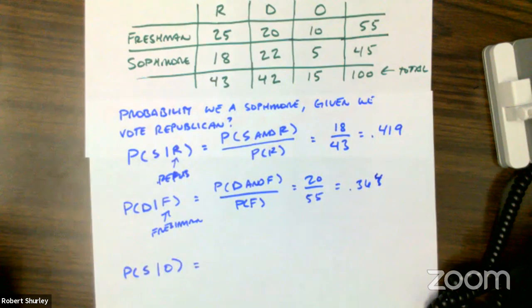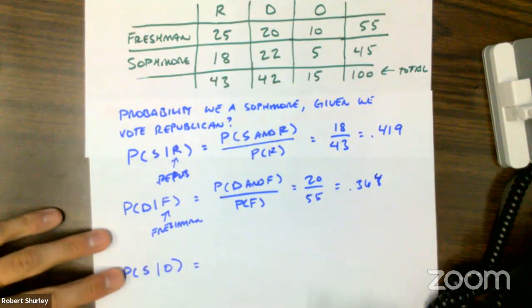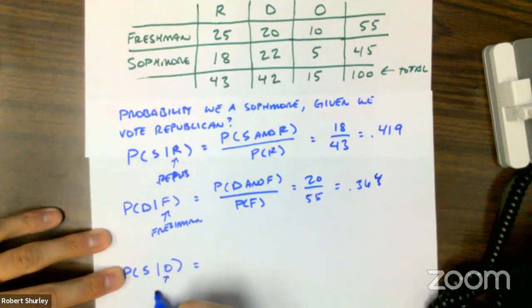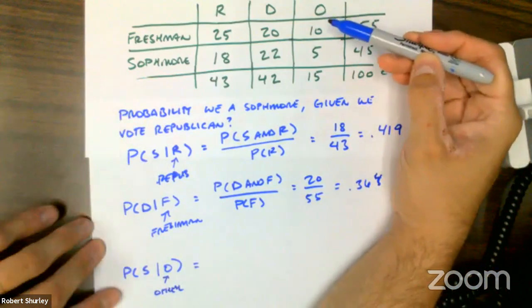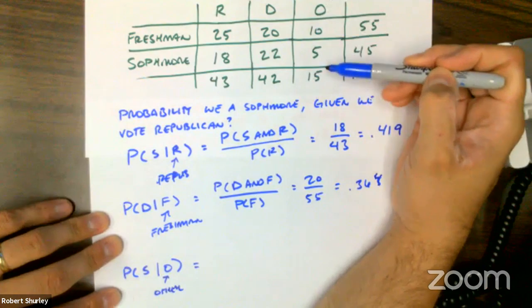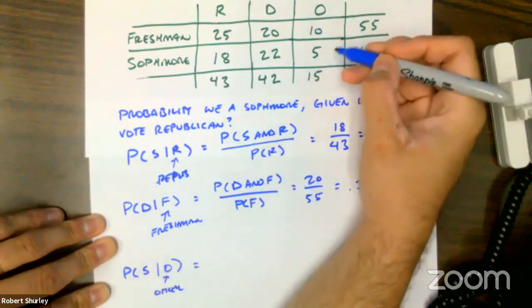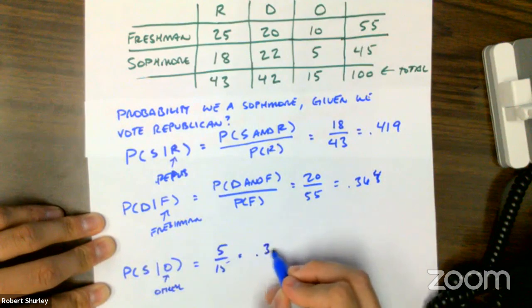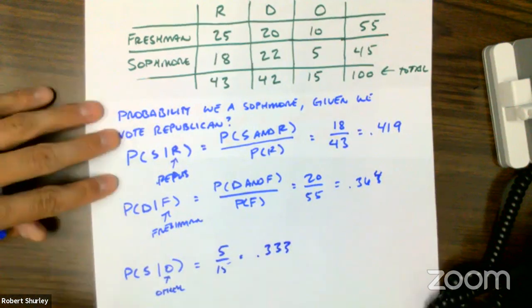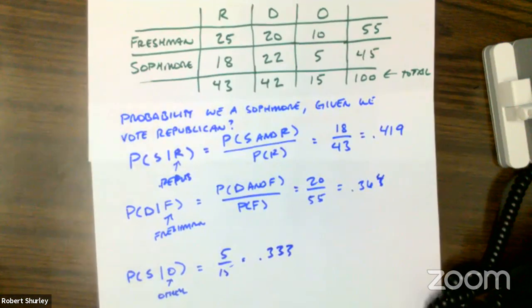So the last one, the given is that they're the other, right? So out of these 15, they're sophomores, so they're 5 out of 15. So yeah, this would be 0.3 repeating, right? 0.333. Yeah, 0.333.